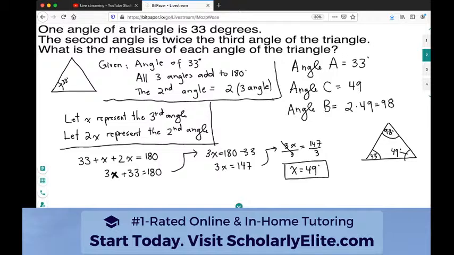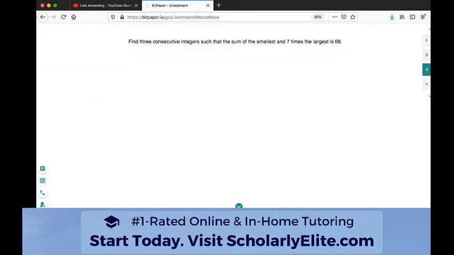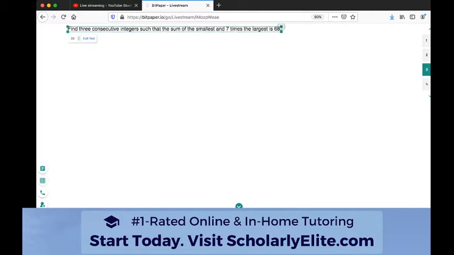Okay, so let's go ahead and do one more problem. Actually, let's see what I wrote down on this part here. Oh, this is a good one. Find 3 consecutive integers. Again, that means they're numbers that are one after the other. Integers means they can be positive or negative, so keep that in mind. Such that the sum of the smallest and 7 times the largest is 68. So these are 2 parts of this question, and we need to make sure that we're really understanding both, okay? So let's move this over.